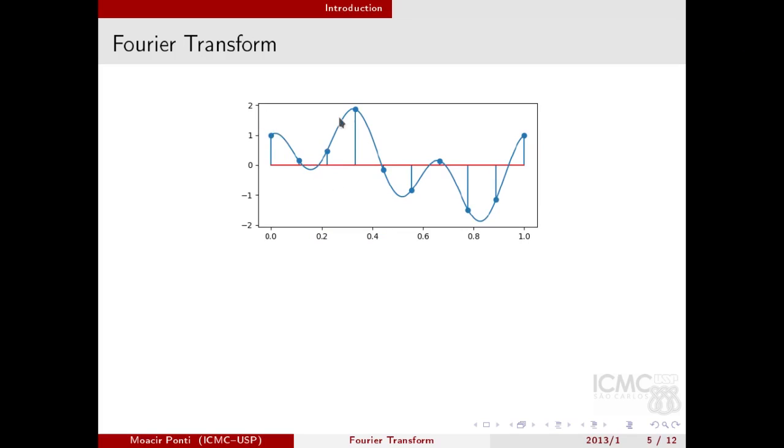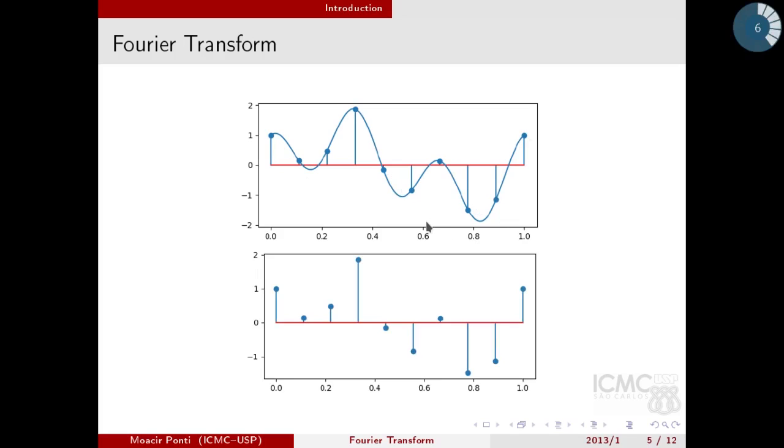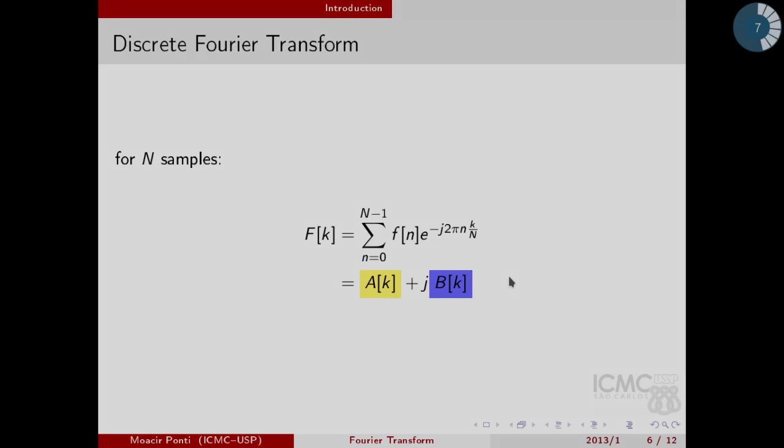However, in practical computations, I don't have access to the whole function, but rather to the samples that are taken from this function over time. So what I actually have are just points that are sampled, and I'm going to call this sequence an array of n samples. So for n samples, I'll have to compute not the continuous Fourier transform, but the discrete Fourier transform.